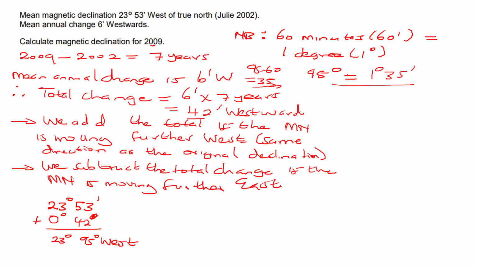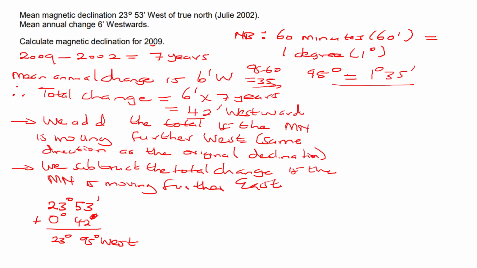Don't forget that in South Africa, following the South African rule, you can add or subtract depending on the annual change. If the annual change is moving in the same direction as the original magnetic declination, that is to say west, and it is changing towards the west, then you add the change. But if the annual change is moving in the opposite direction to the magnetic declination, that is to say west but changing to the east, then you subtract the change. I hope it makes sense.